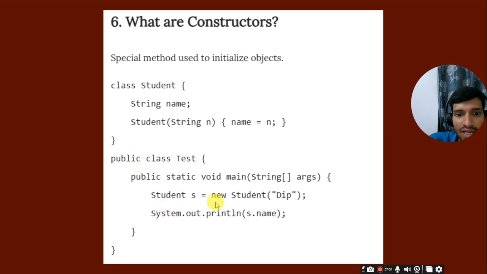Then if we see here, with new we are creating an object, and we are passing this variable. So now this is initializing this object. No other new object is being created. S is the object name.